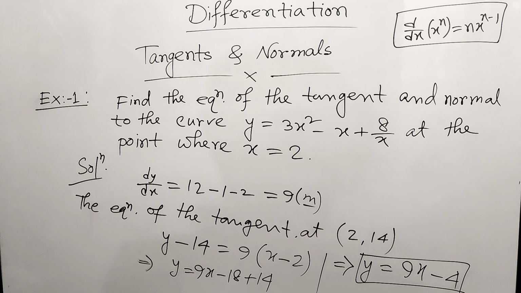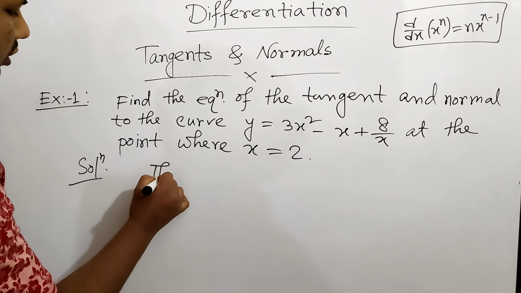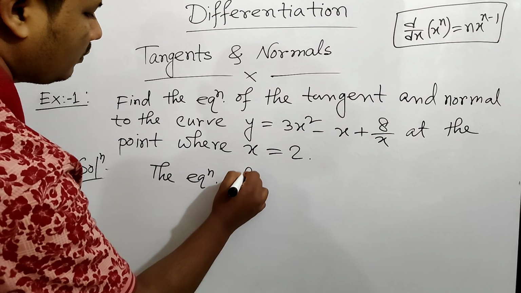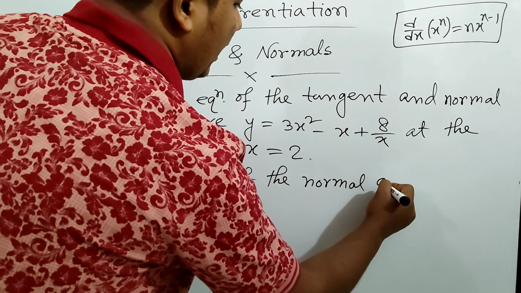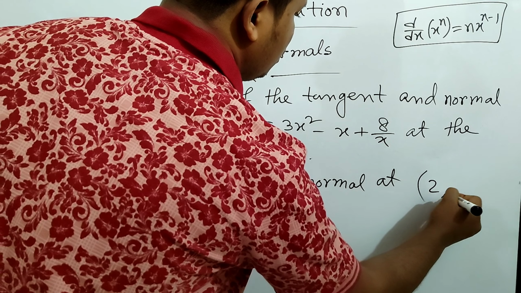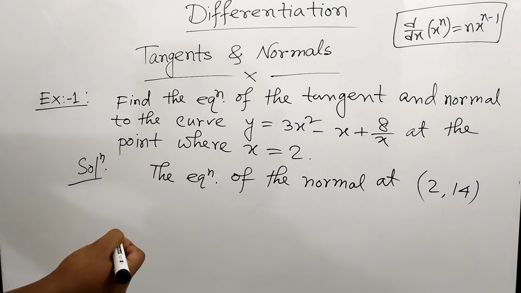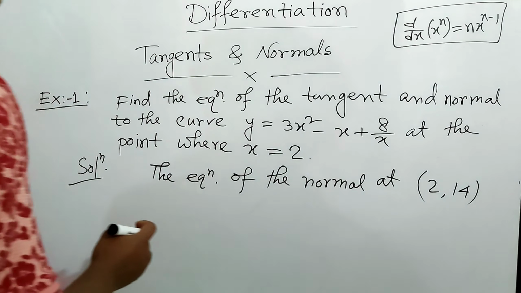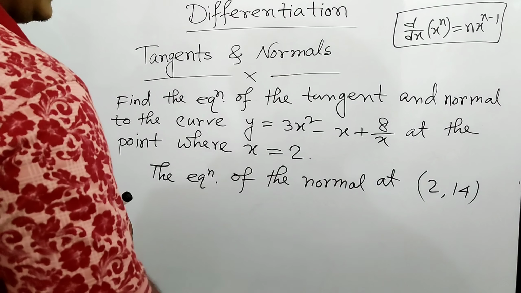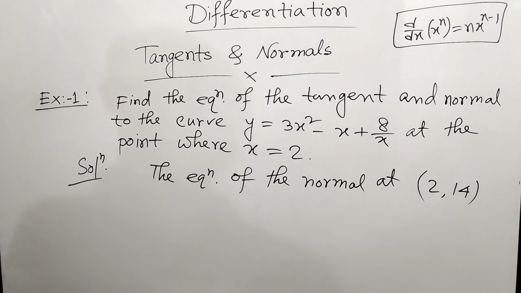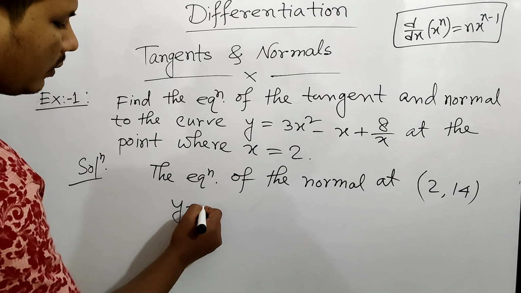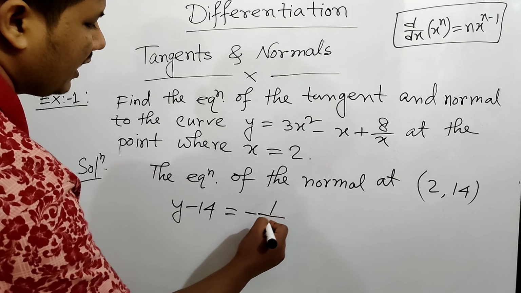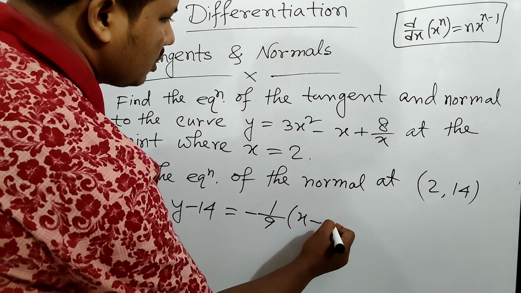Now we will find the equation of the normal. The equation of the normal at (2, 14). So that means at point (2, 14), what will be the equation of the normal? We already know the gradient at point 2, that is m = 9. So now if we use the formula, y − y1, where y1 is 14, equals −1/m, that is −1/9, times (x − x1), that is 2.